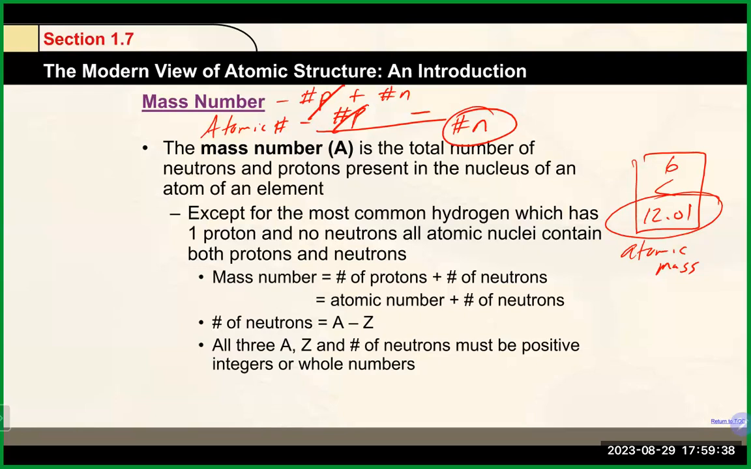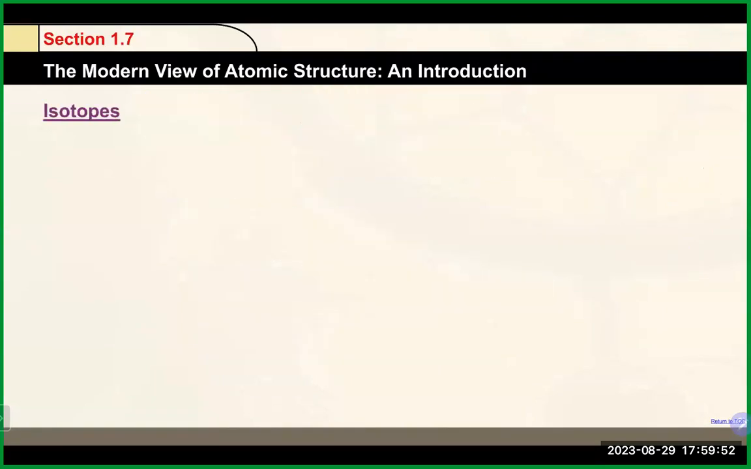So do not be the person on the exam that uses that as the mass number. If you see yourself writing some decimals next to mass number, just put an X on it for me, to make it easier to grade. Any questions on that?